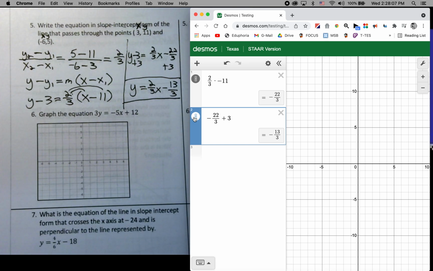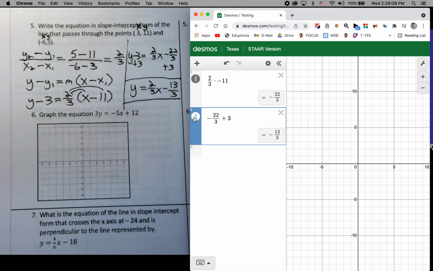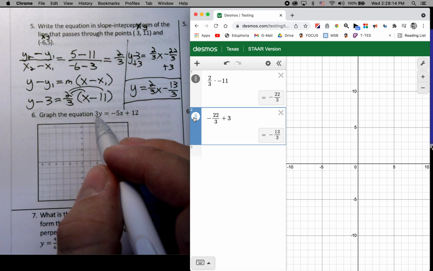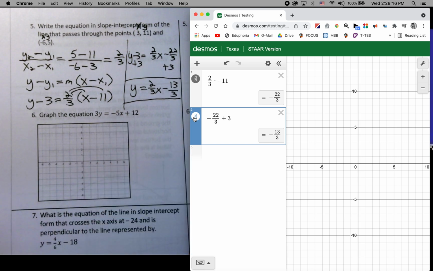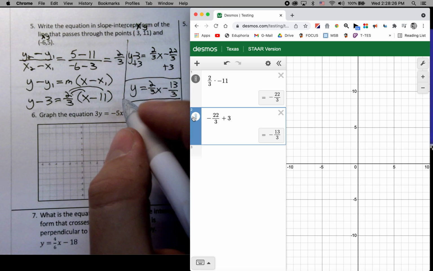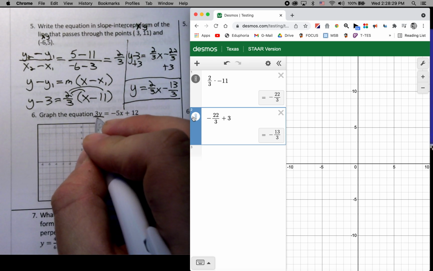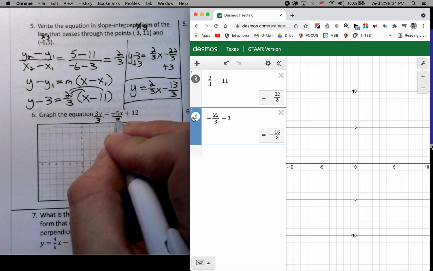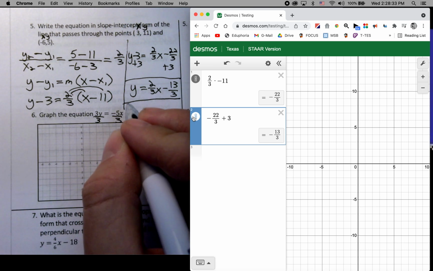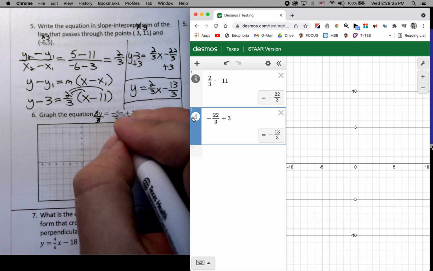It's not always going to be a nice, pretty whole number, unfortunately. Okay? All right. Number 6. If I tried typing this into Graphing in Desmos, it would not graph, at least not in this version of Desmos that I'm using, the same version that you guys use. I need to get y by itself. So to get y by itself, I simply need to divide by that coefficient of 3, because the x is already on the right. So that gives me y equals negative 5/3 x plus 12 over 3.